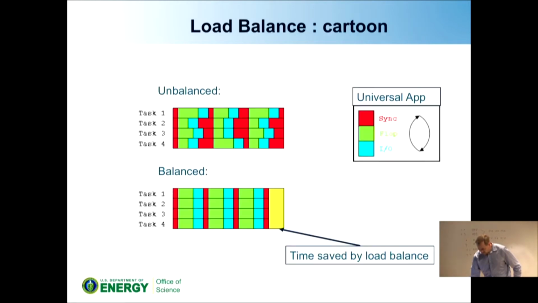And why is that? Well, if you have an unbalanced code that's spending some time doing a synchronization step, which is red, some computing, which is green, and then some I/O, which is blue, most scientific codes are going to repeat something like that over and over again. And if they're unbalanced, then the total amount of time in red goes up because more tasks have to wait because not everything is synchronized.